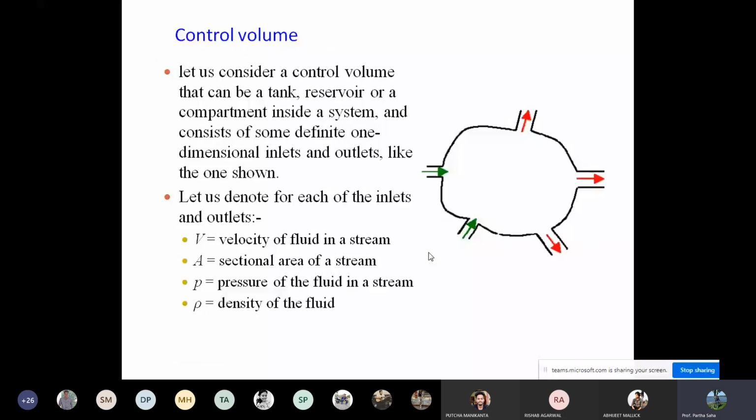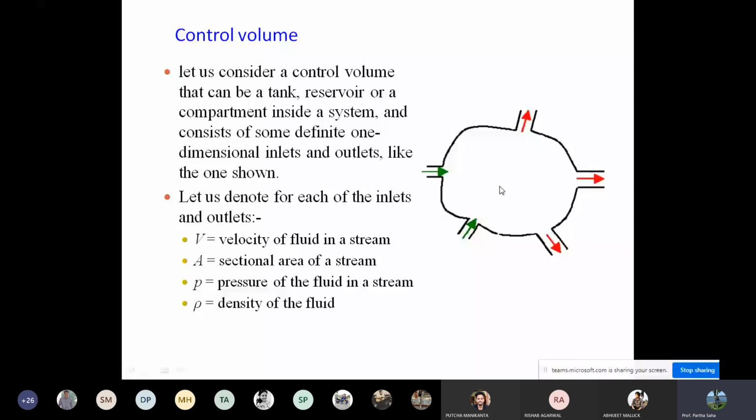So let's look into this. We have an inlet. This is a control volume. It's a tank or reservoir. Let's say V is the velocity of the fluid in the stream, A is the cross-section area of the stream, p is the pressure and rho is the density. So fluid comes in through this green arrow and then goes out through the red arrow.